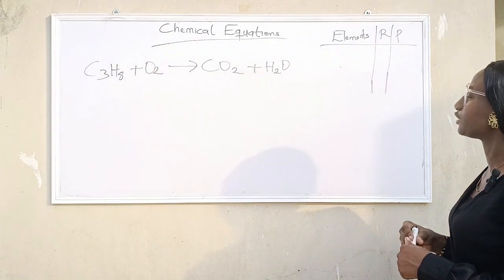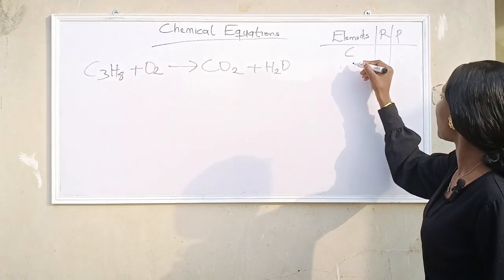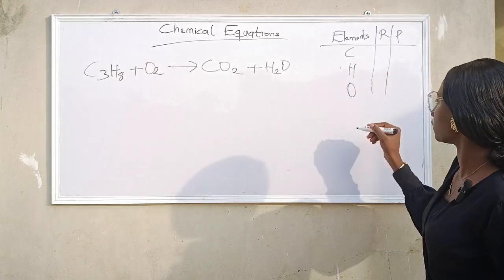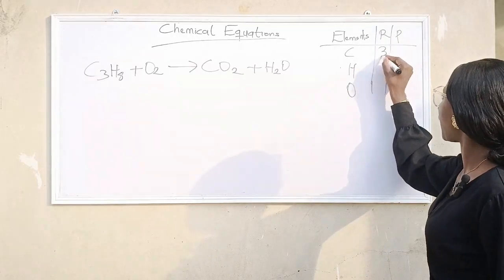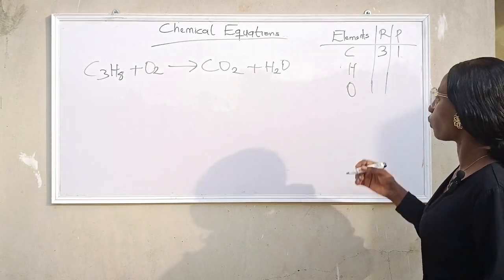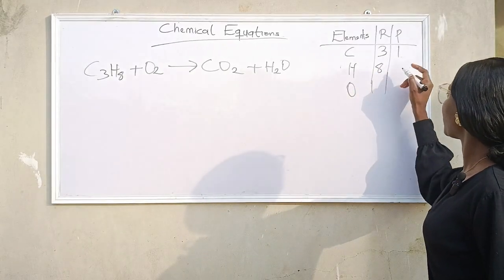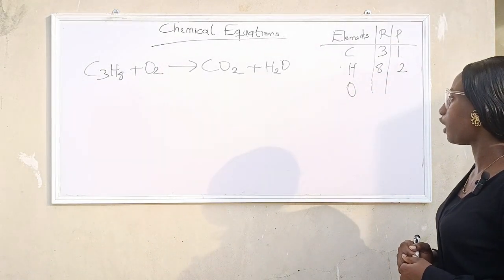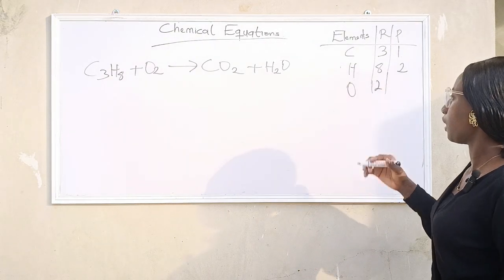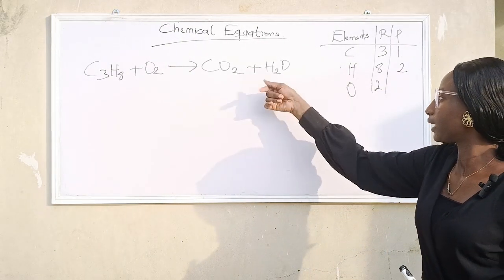Yes. So let's look at it. We have carbon, hydrogen, and oxygen. Now let's look at it. For carbon, the left hand side has 3 and the right hand side has 1. For hydrogen, we have 8 on the left hand side and 2 on the right. For oxygen, we have 2 on the left hand side, and on the right hand side, we have 2 here and 1 here.